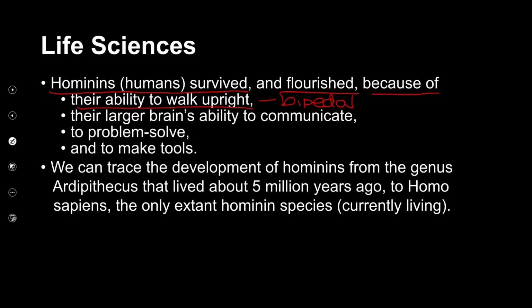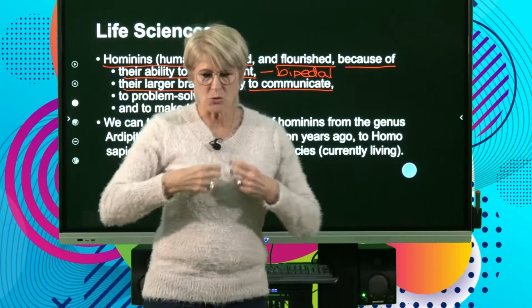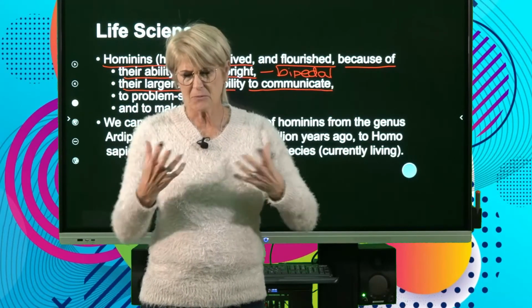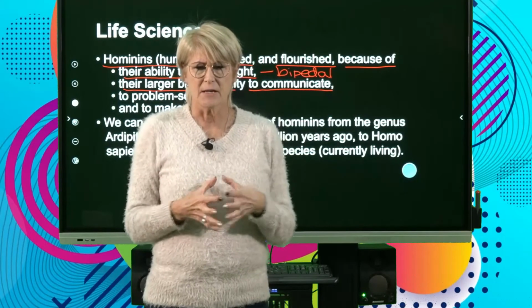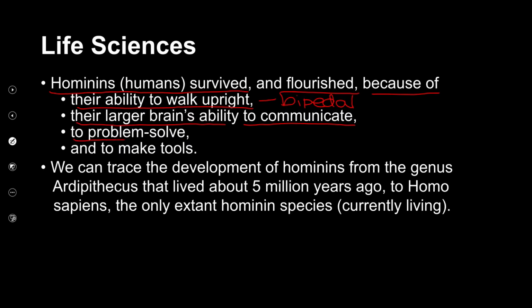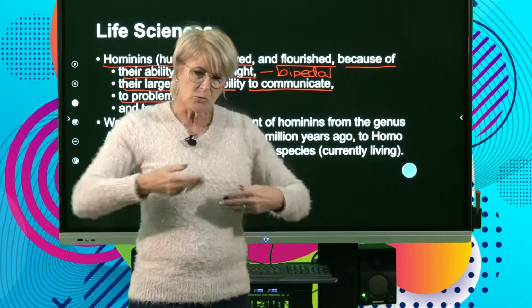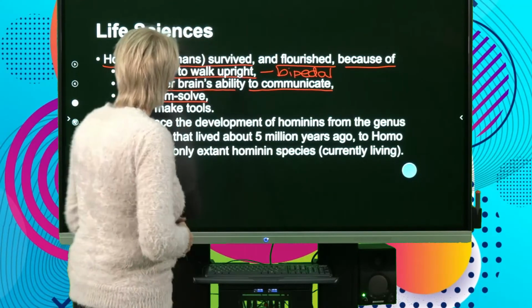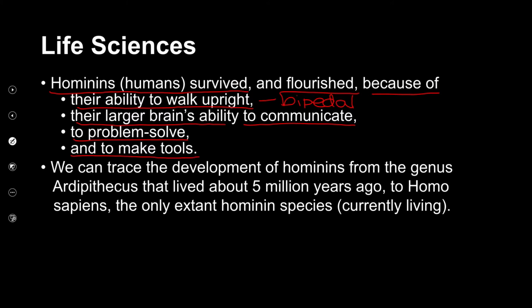All right. Then secondly, that their brain capacity was much larger, and that allowed them to develop forms of communication. So they were able to communicate, they were able to talk, they were able to give instructions, and communicate in a way that created a little bit more structure. All right, then they were also able to problem solve. So if they came across a problem, they would find a way. They developed tools, they developed weapons, they were able to control fire and things like that. All right, and then obviously to make the tools.